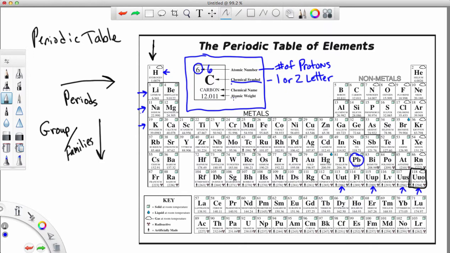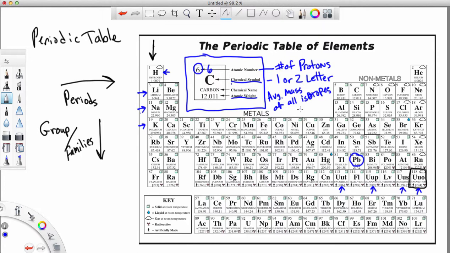And the last piece of information here is the atomic weight or atomic mass. This is essentially the average mass of all isotopes of an atom. We're going to discuss in the next video what an isotope is. But that's just a brief overview of the periodic table and how it's laid out.